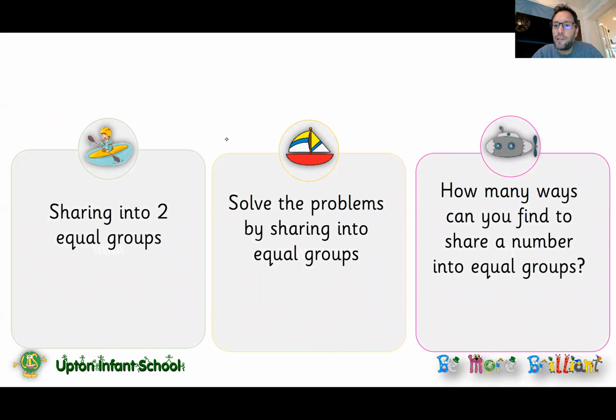Okay, so that is what you are going to be doing today on your own. So we've got 3 different challenges that you can choose from. You might want to choose the first one, which is sharing into 2 equal groups. You might want to try the boat challenge, which is sharing into equal groups. And you might even go on to solve our submarine challenge. How many ways can you find to share a number into equal groups? We'll go through one by one, and you can pause the video at the challenge that you want to do.